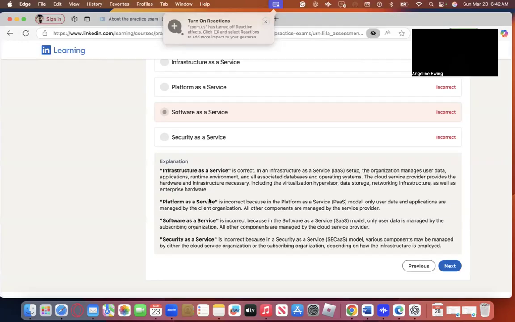In the software as a service model, only user data is managed by the subscribing organization. All other components are managed by the cloud service provider. And finally, in the security as a service model, various components may be managed by either the cloud service organizations or the subscribing organization, depending on how the information is employed.